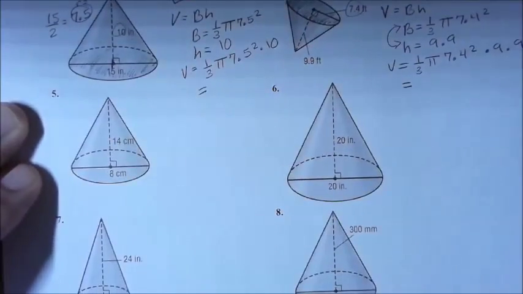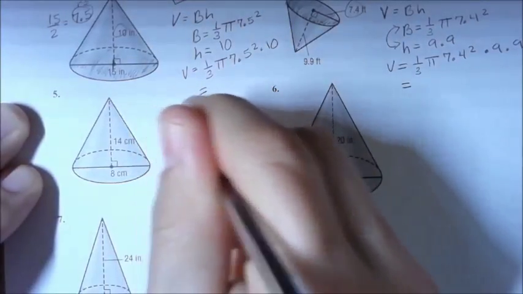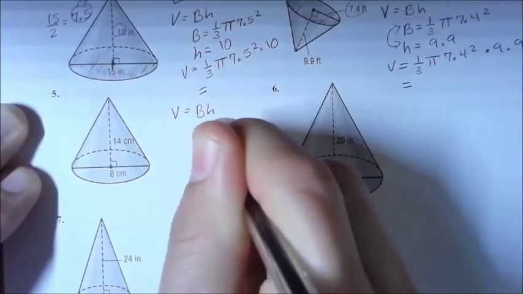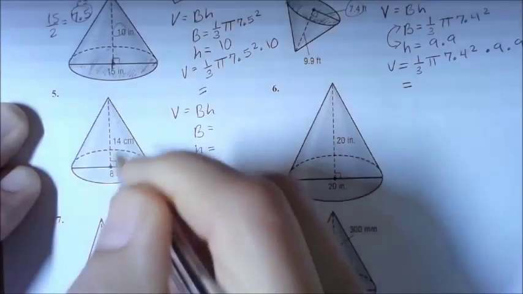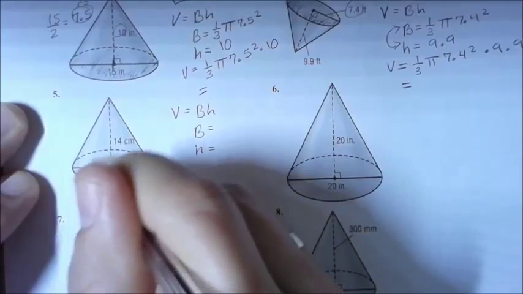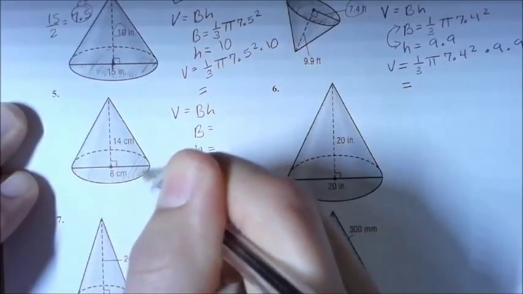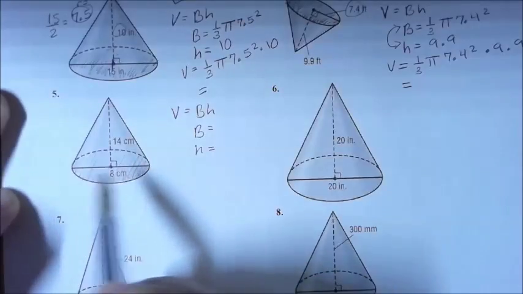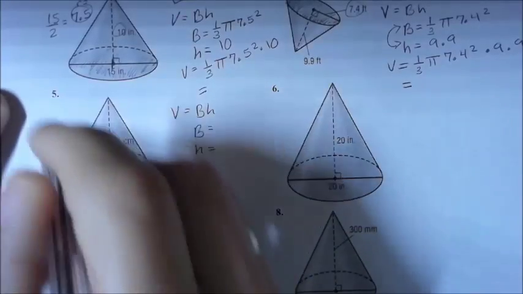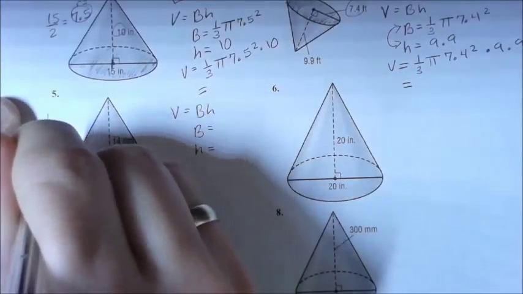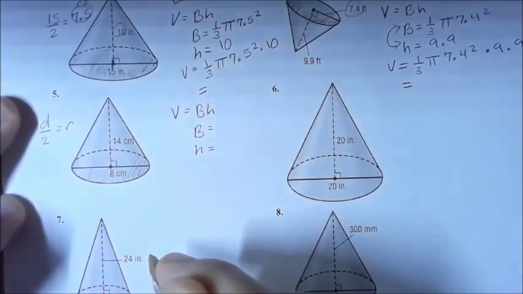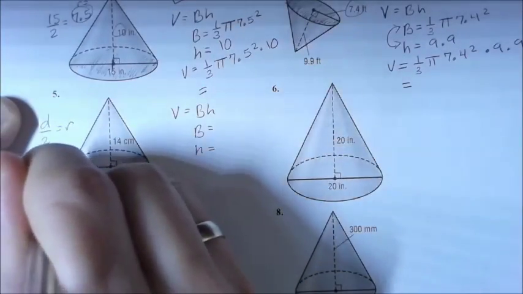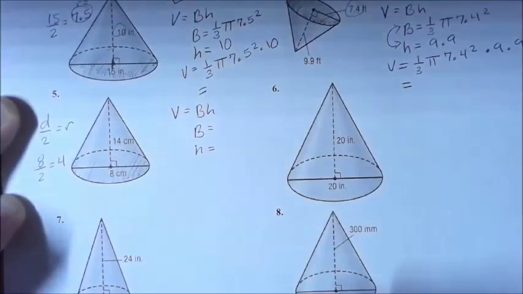Number 5, we have V is equal to big B times H. So we're going to be looking for big B and H. And if you notice on this one, if I shade my base, I'm pulling my number from down here, and notice this line goes all the way across. So once again, it is the diameter. So we need half of the diameter, right? Because the diameter divided by 2 equals the radius. So my diameter is 8. So that's like saying 8 divided by 2 is equal to my radius, which is 4.